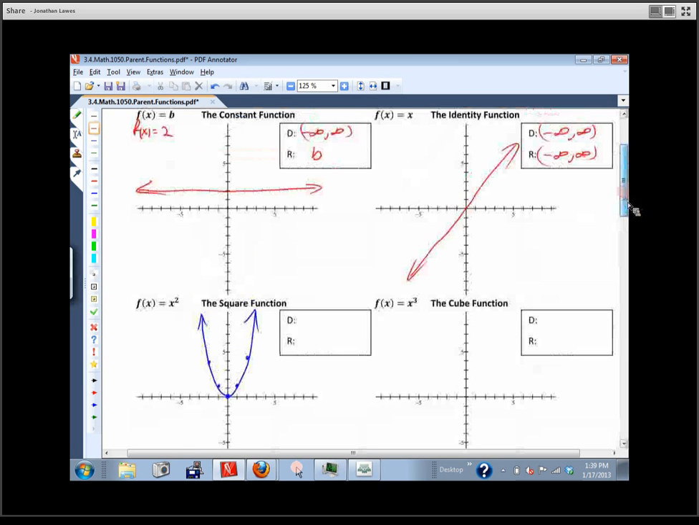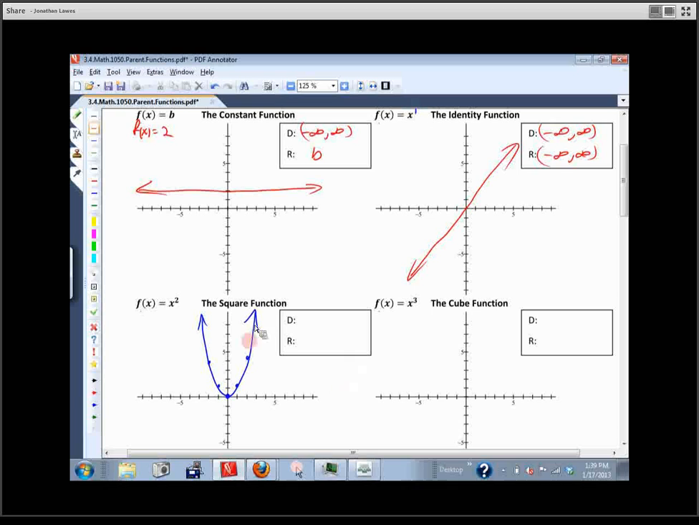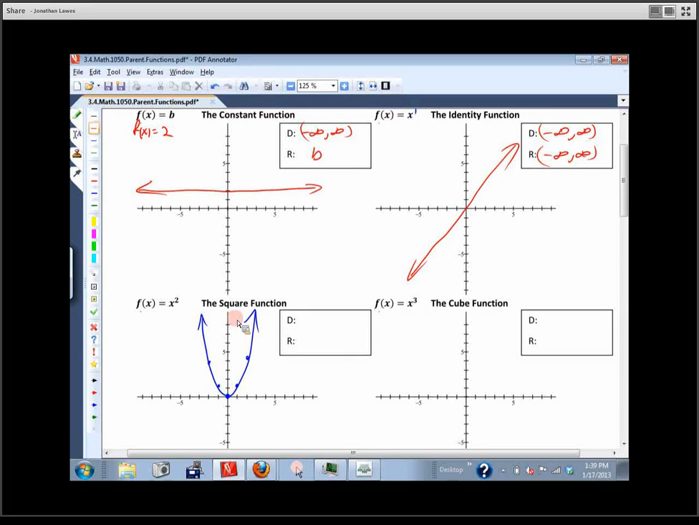This one up here was straight. This was x to the first. This is x to the second. It's got a big bend in it. Again, none of those 3 issues that we talked about, so the domain is going to be negative infinity to infinity. And the range? 0 to infinity. Why 0 to infinity? Because it starts at 0 and goes to infinity.